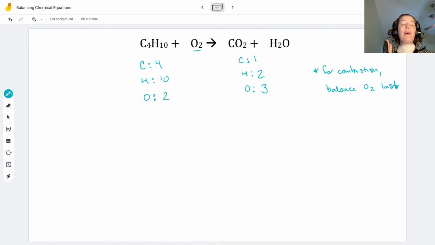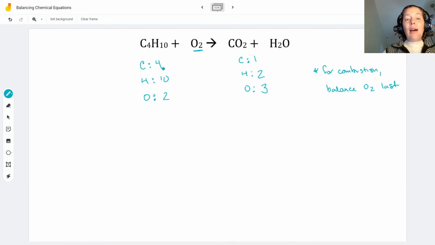First, it's always better as a rule of thumb to balance hydrogens and oxygens last. But specifically for combustion, why I like to balance it last is you can see oxygen here. I can put any number in front of my oxygen molecule, and I will only change oxygen. I'm not going to change any other atoms. So I like to save that one to the end, where hopefully I'm just trying to figure out how to balance my oxygens, and I'm not going to mess up any of my other atoms. So that's how I approach combustion reactions.